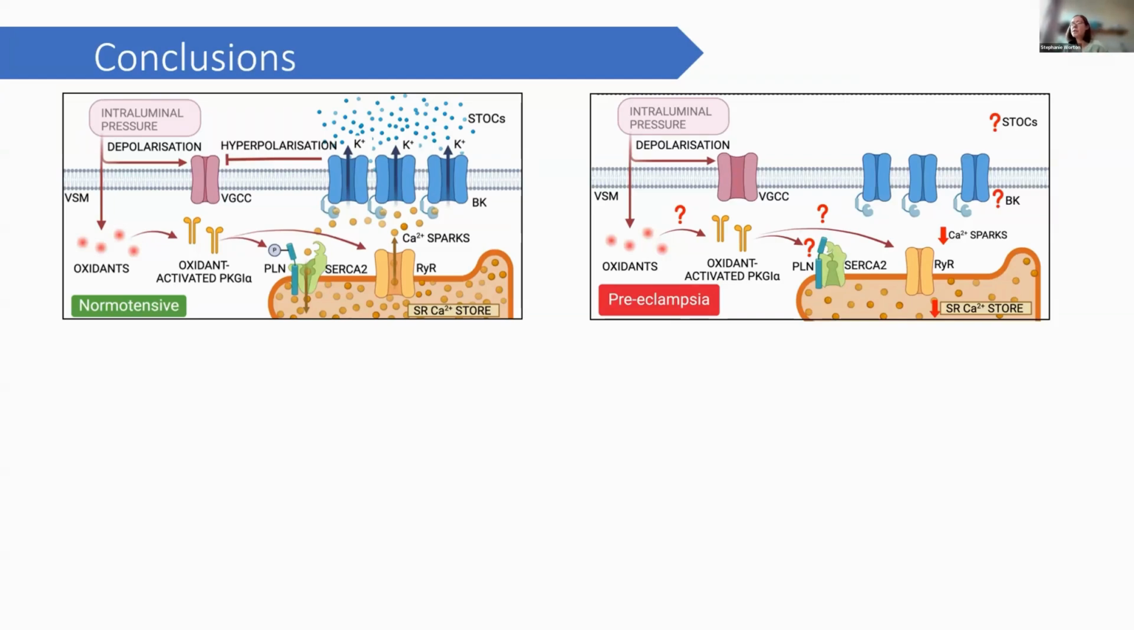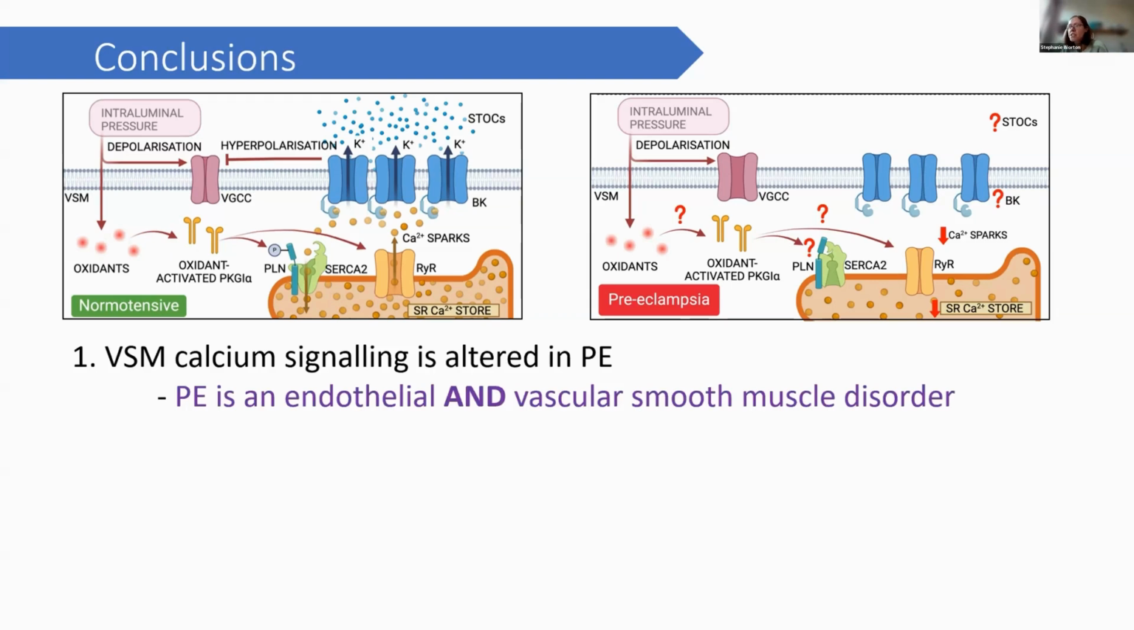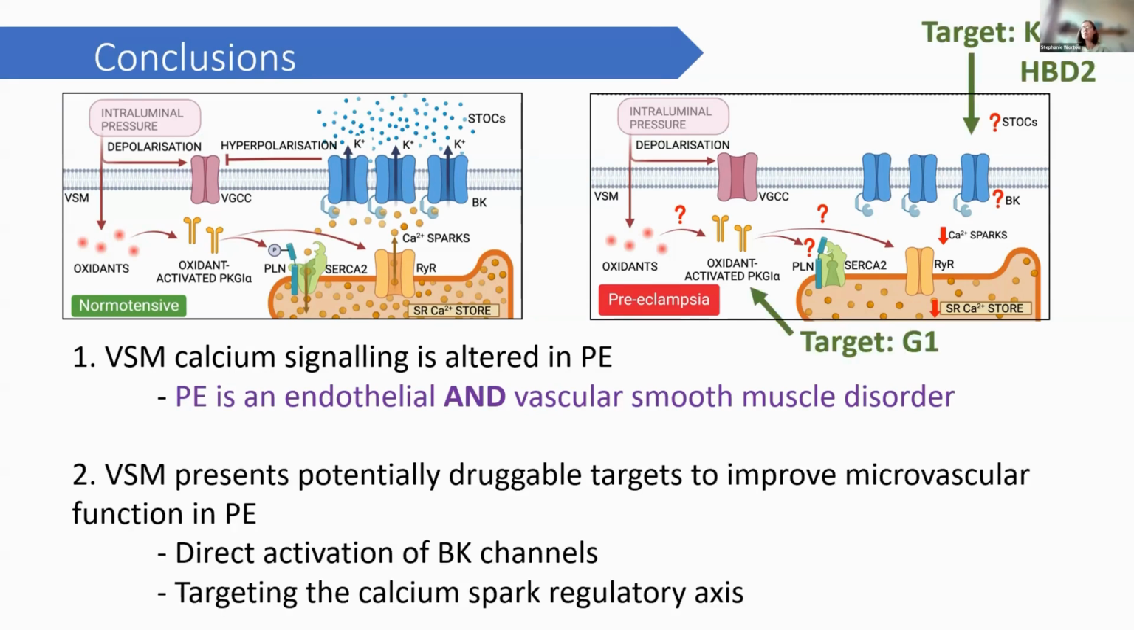As far as we know, this is an entirely smooth muscle pathway. It doesn't involve the endothelium. So I'd like to revise my earlier assertion that preeclampsia is an endothelial disorder to now say that preeclampsia is both an endothelial and vascular smooth muscle disorder. Excitingly, this discovery identifies potential druggable targets to improve microvascular function in preeclampsia.